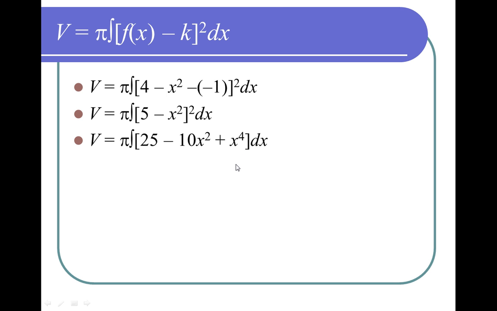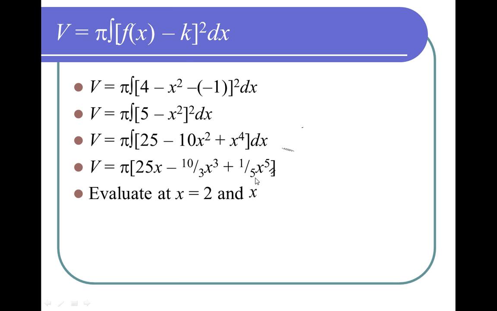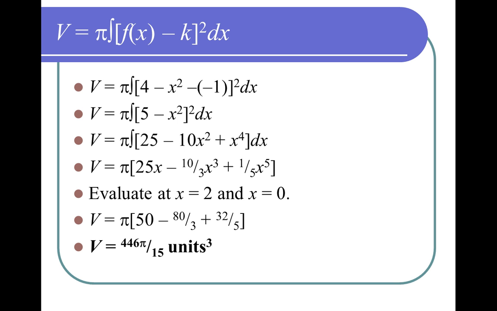Now I can take the antiderivative term by term. 25, the antiderivative of that is 25x. The antiderivative of 10x squared is 10 over 3 times x to the 3rd. And the antiderivative of x to the 4th is 1/5 x to the 5th. Okay, and then I'm going to evaluate that at x equals 2 and x equals 0 because that's where I started and stopped on the x-axis. And if I do that, this is what I get when I plug in 2, and obviously when I plug in 0, I get zeros everywhere. So it's going to be pi times this, which is going to be 446 pi over 15 units cubed.